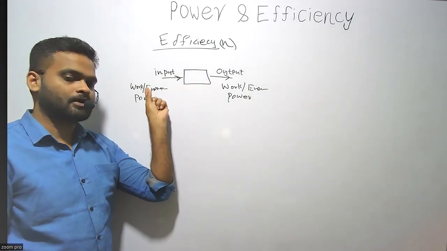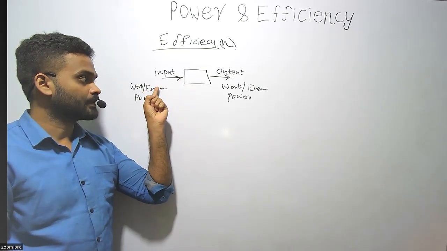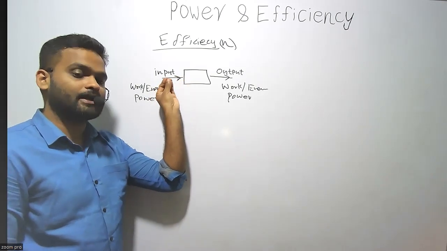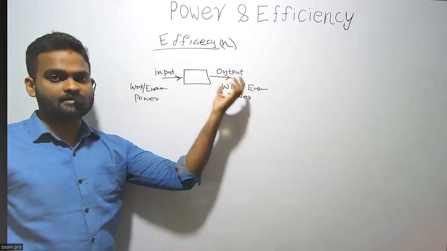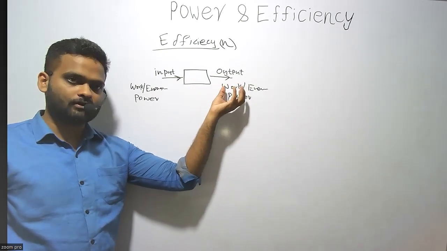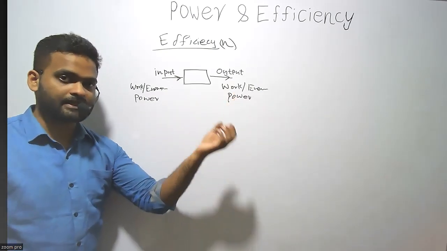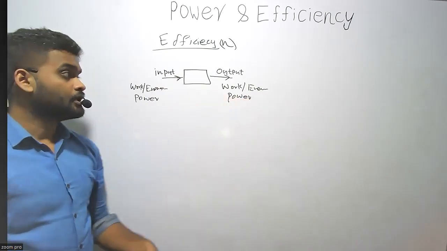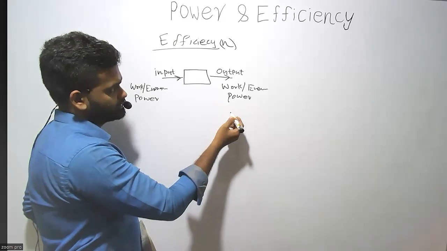So what do you provide to an electric bulb? You provide electric energy, electric current. Then what do you get as the output? As the output you get light. Here the output is only the useful output, right? We don't use an electric bulb to generate heat. We need an electric bulb to generate light. So light is the output. This output has to be useful.